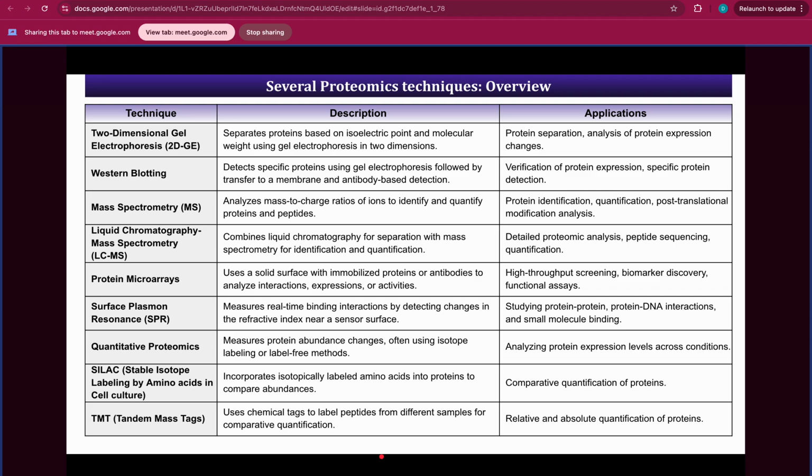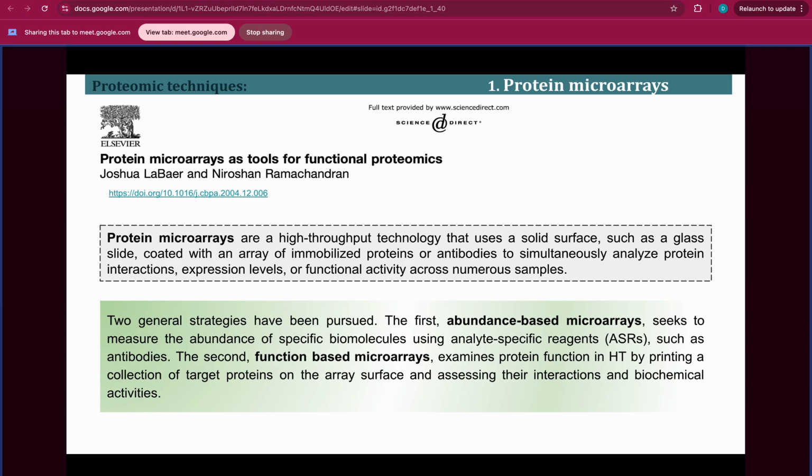So this is the overview of different proteomic techniques which are present, and there are many, so we will not go through all, but these are the techniques which are covered in your week 3. Yeah, so now there is one more thing. Protein microarrays were also discussed.